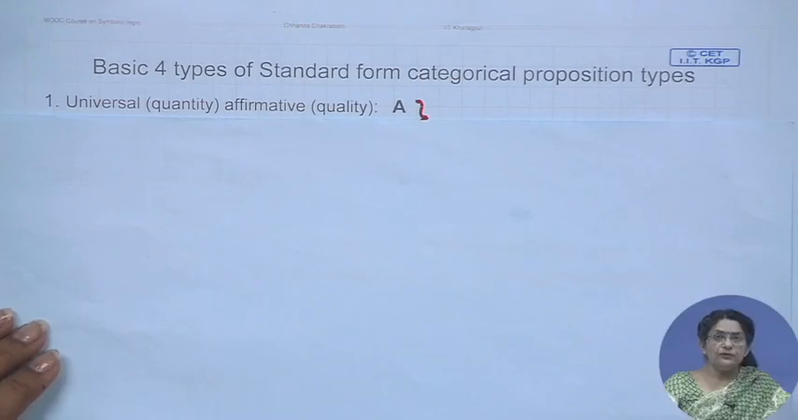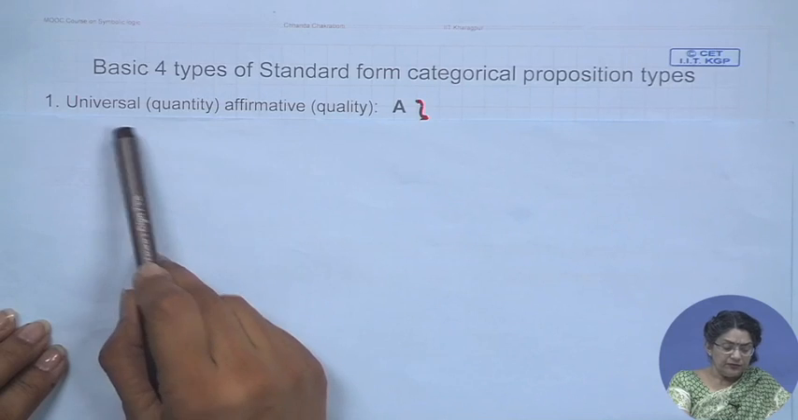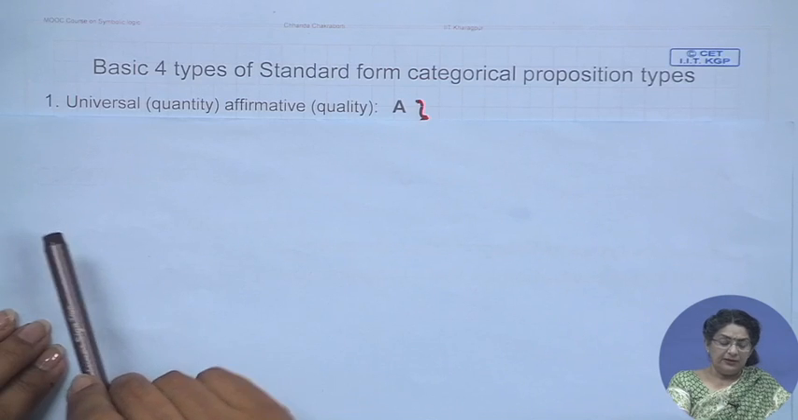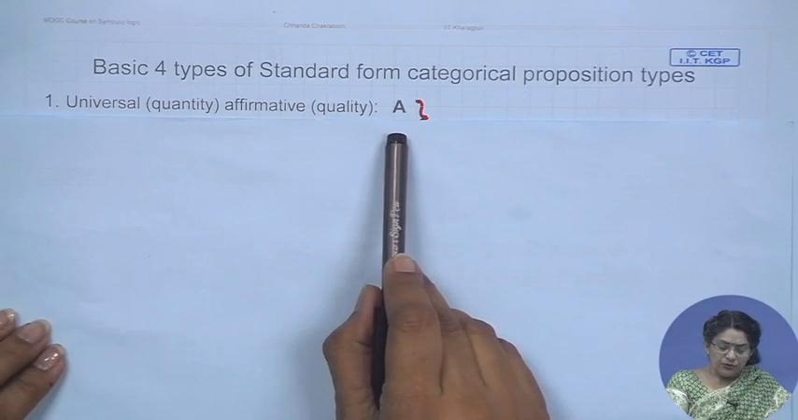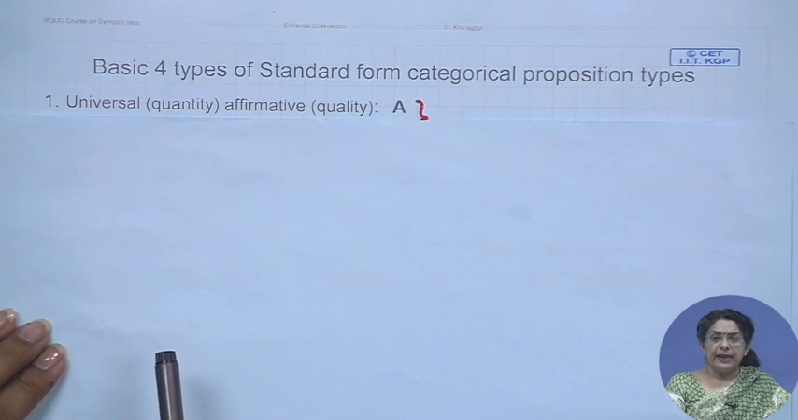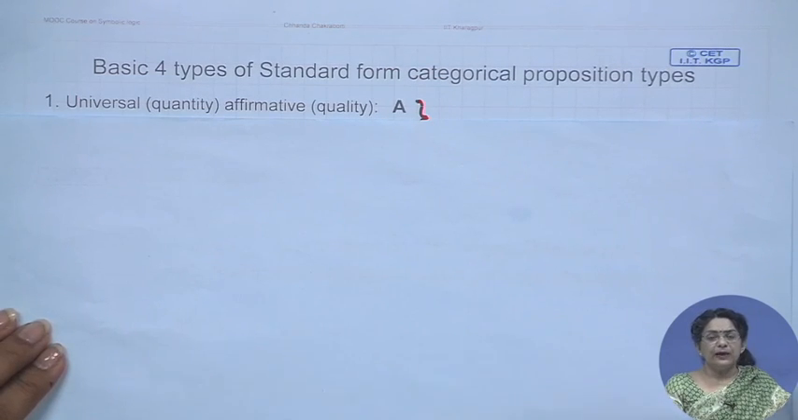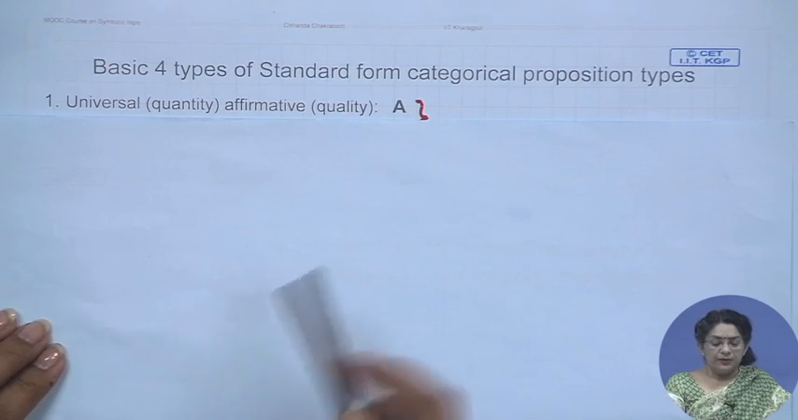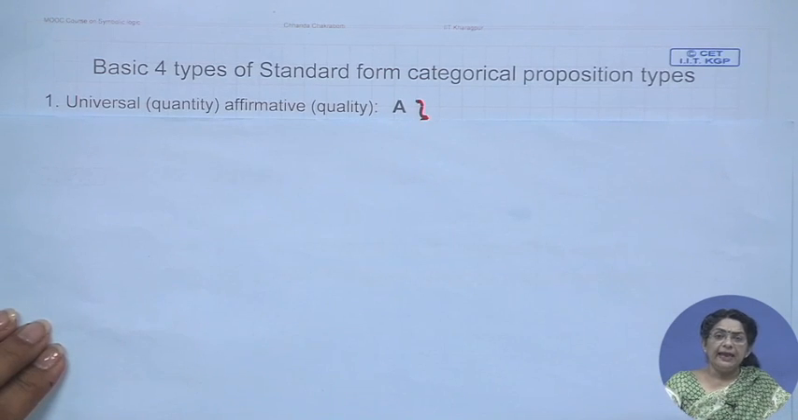So, the basic 4 types of standard form categorical proposition types, when we are combining like this, are going to be like this. The first one is, as we said, the universal affirmative. In case you have missed out, universal stands for the quantity it has, affirmative stands for the quality it has, right. So, universal affirmative. Note that we are going to call it in short A, just like we call people by their nicknames. The universal affirmative is a long expression, so we are going to simply abbreviate and call it A propositions. A, that is a capital A.